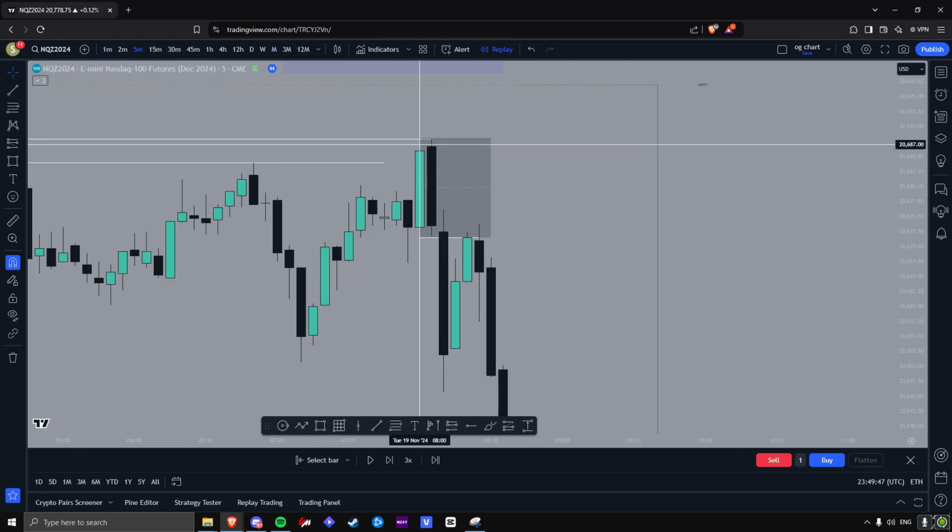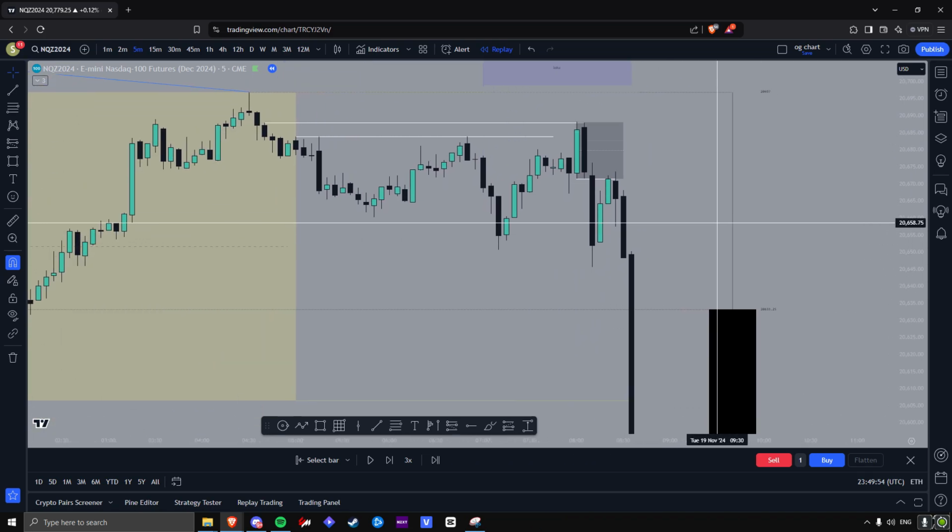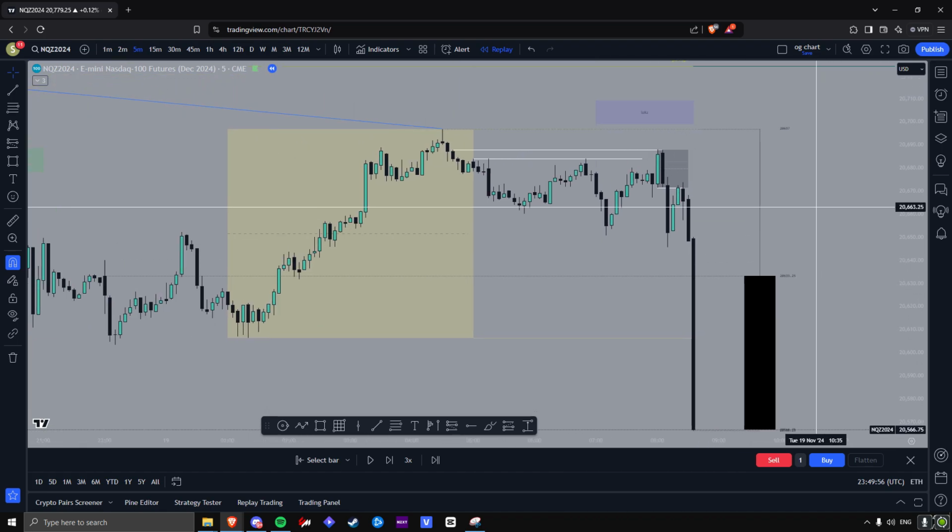And you can see on the 5 minute, that is that order block right there. So you can see this is the order block. We even had a fair value gap over here. We've tapped into it and we've distributed lower.